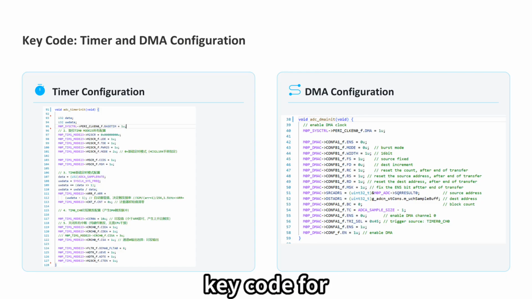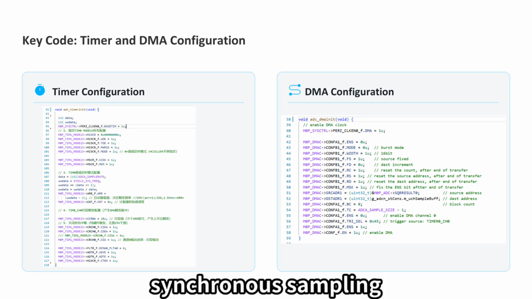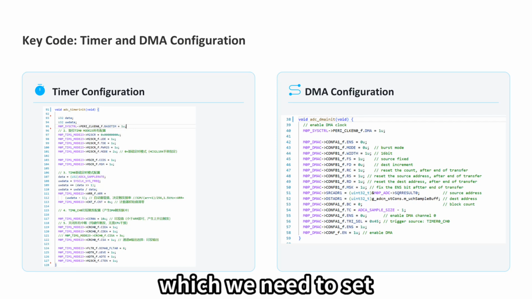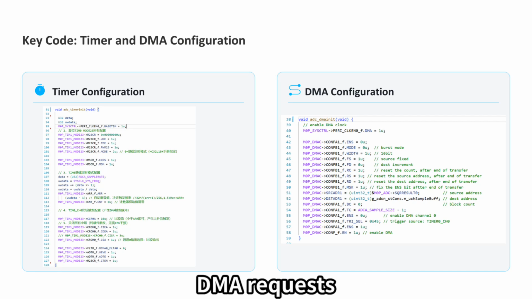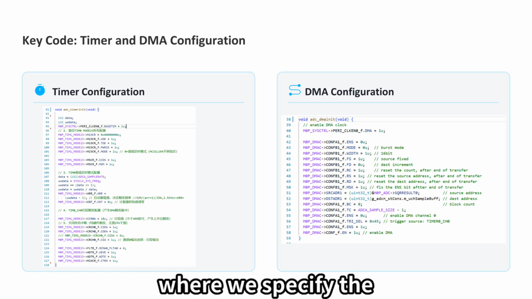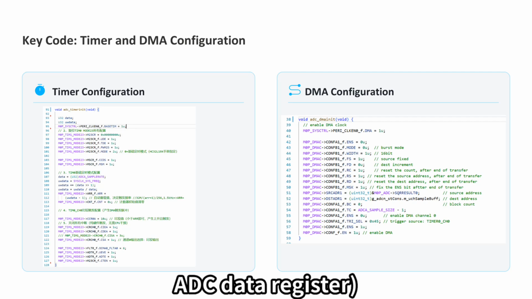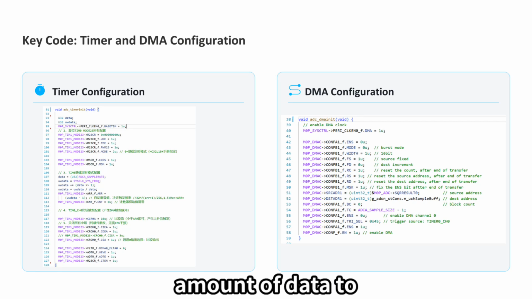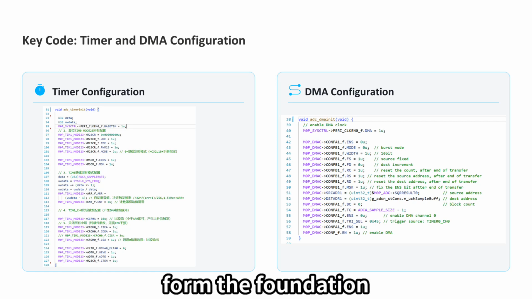Here we present the key code for implementing high-speed synchronous sampling. On the left is the timer configuration, which we need to set to compare output mode to trigger DMA requests. On the right is the DMA configuration, where we specify the source address for data transfer, the ADC data register, the destination address, the memory buffer, and the amount of data to be transferred. These configurations form the foundation of the entire solution.